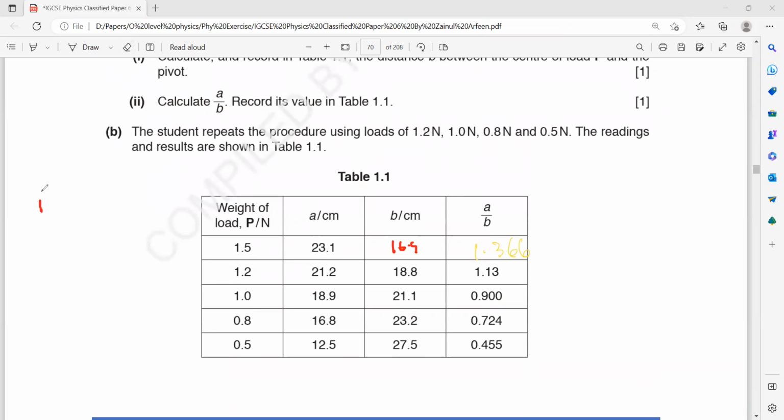So 1.5, 1.2, 1.0, 0.8, 0.5, and this was 1.33, 1.366, 1.13, 0.90, 0.724, 0.455. So if I convert them into two decimal places to plot a graph, for example, this will become 1.37. This will be 0.72 and this will be 0.46.